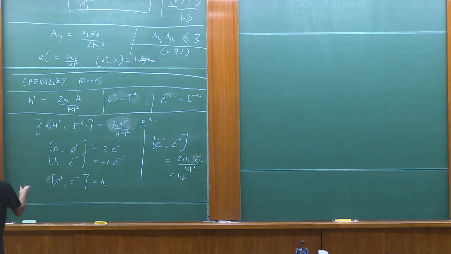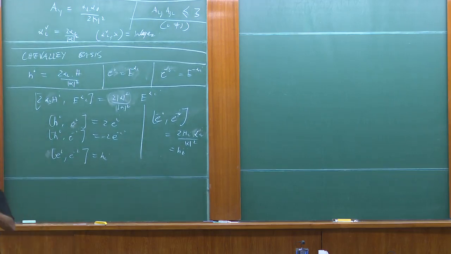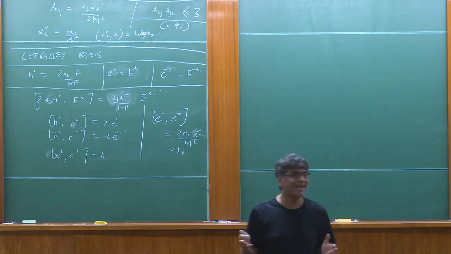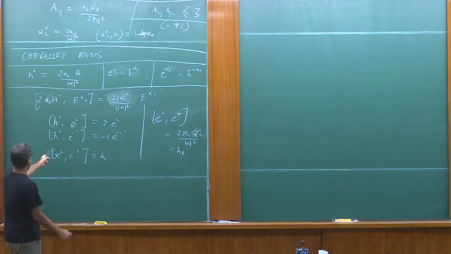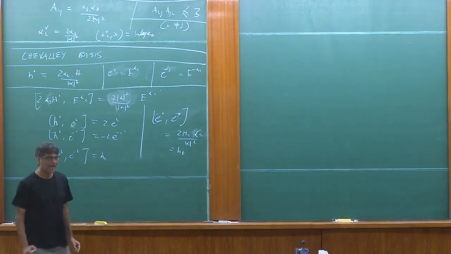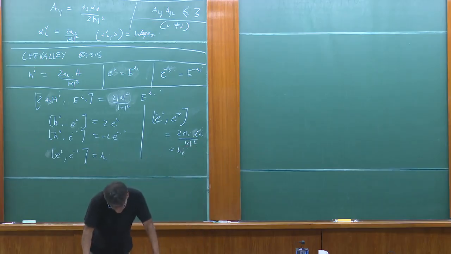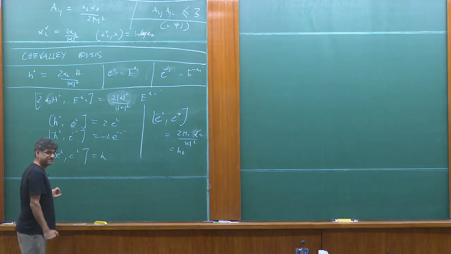These relations, of course, make the connection between this and SU(2) a little clearer. So far, I've only given you the commutation relations between Ei and E minus i. Let's now look at what happens when we take Ei with Ej.